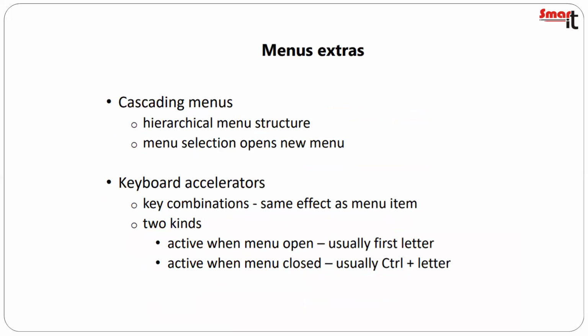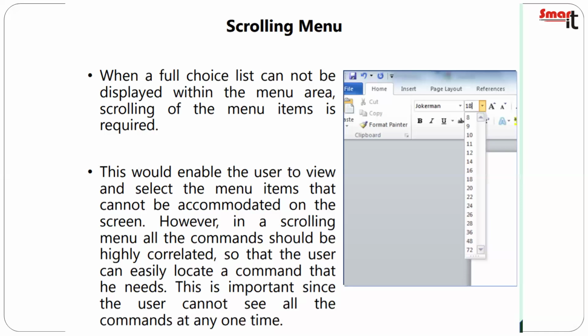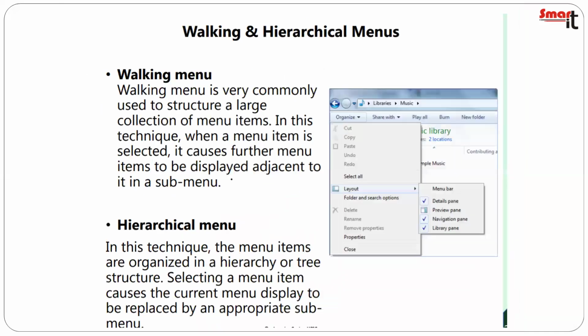Also, there are some cascading menus. It means a menu selection opens a new menu. Under the main menu, there are different categories, and according to the main menu, that menu will change. That is called cascading menus. And there are scrolling menus, where you scroll from up to down, and walk-in menus, right? And hierarchical menus, one menu inside another menu, in a hierarchical manner.